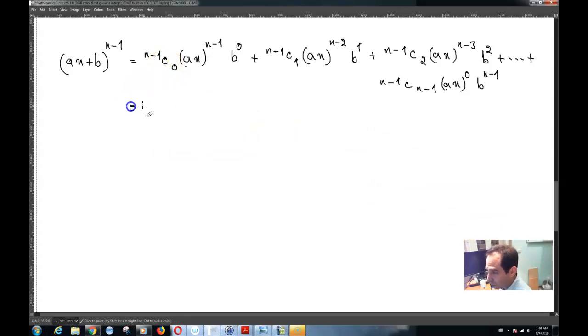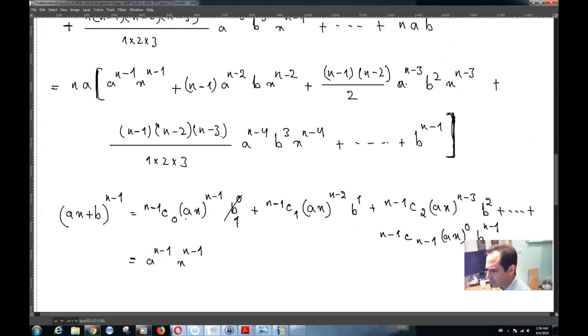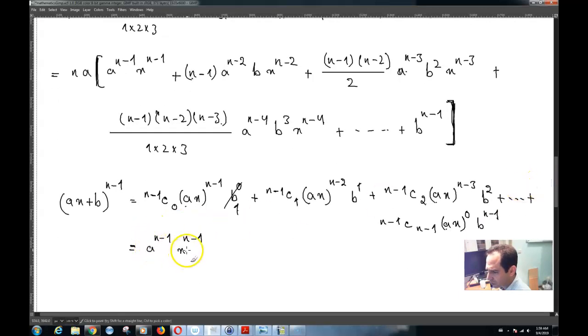So this is equal to 1, and this a raised to the power n minus 1 is also equal to 1, and so you have basically n, a raised to the power n minus 1 times x raised to the power n minus 1. And let's see if that's actually true. A raised to the power n minus 1, x raised to the power n minus 1. This part is actually correct. There is no discrepancy between these two.